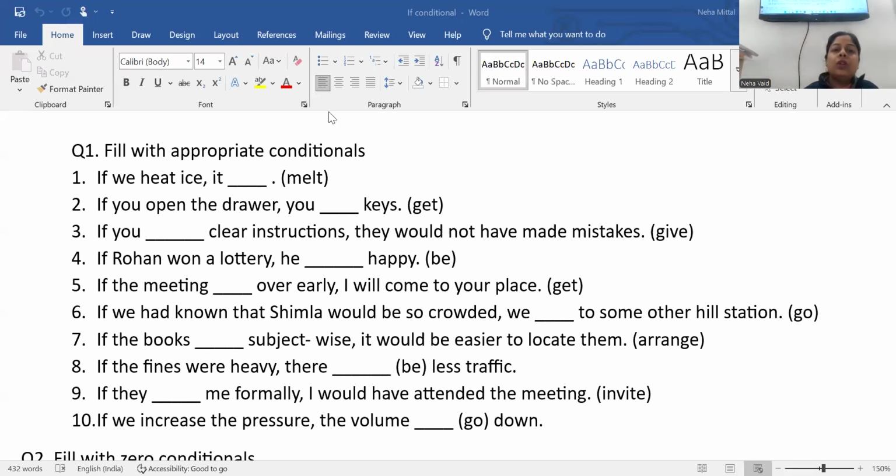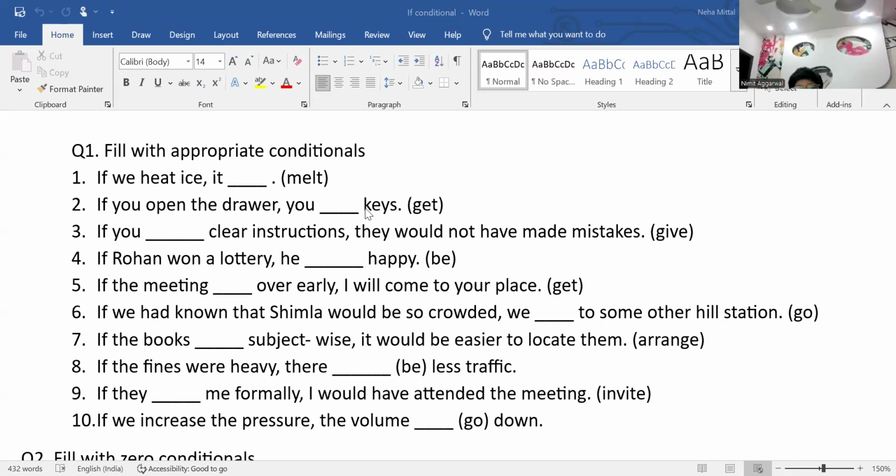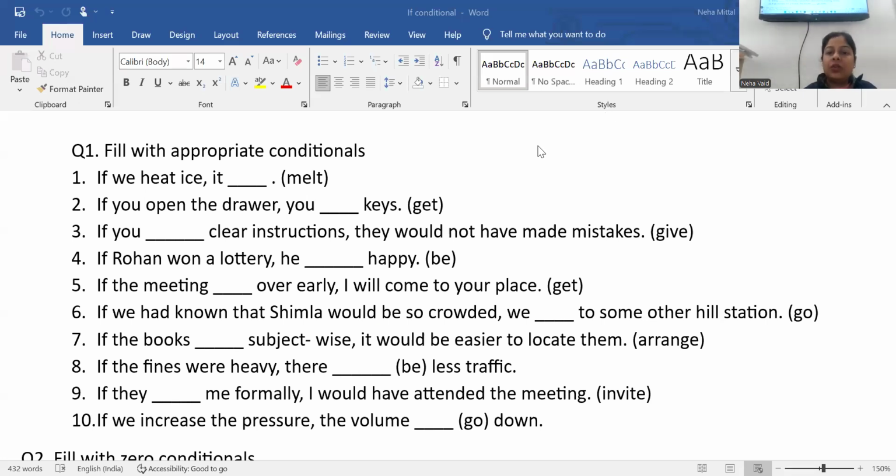Class, I want you to try. There was the zero conditional rule also. Yes, all the conditional rules you need to apply. So kindly do this question, and here you need to attempt all conditionals. Just focus on what is given and fill in the opposite of it. Okay?